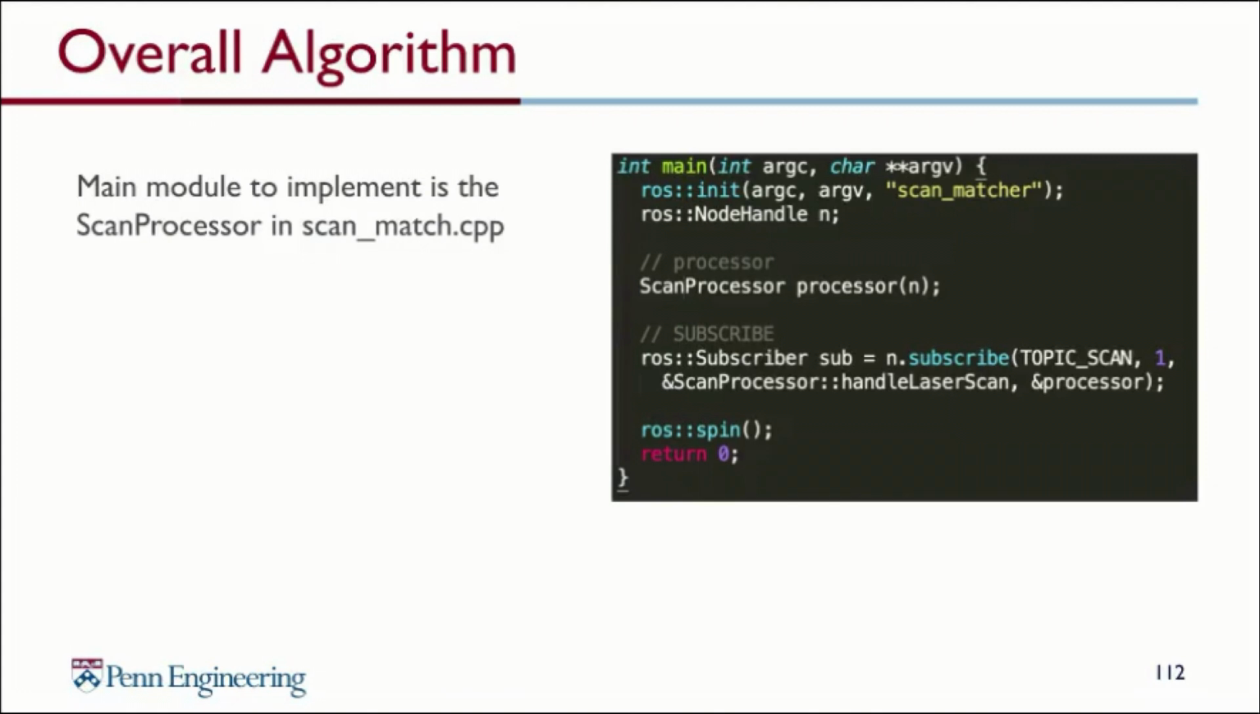Now, in the remainder of this lecture, I will explain the details of this algorithm from the code's perspective, which you will need to implement in this lab. And so the main module that implements this algorithm is the scan processor and the scan match CPP file. In particular, you'll have to implement the handle laser scan function, which I'll explain next.